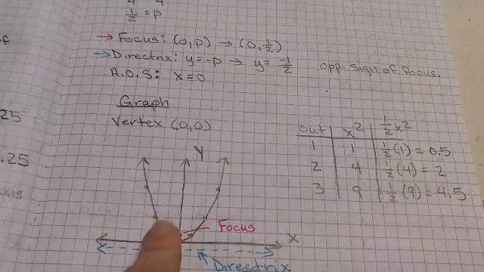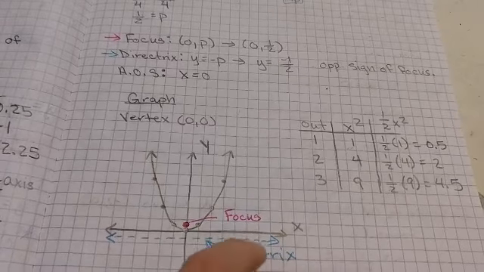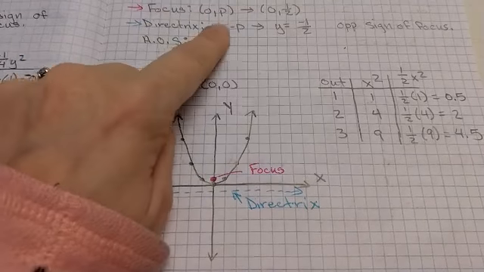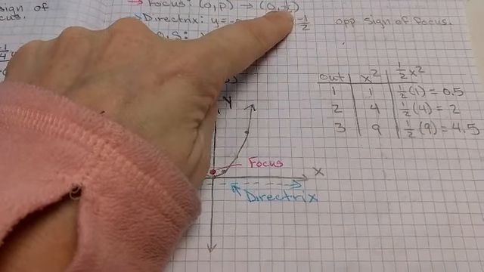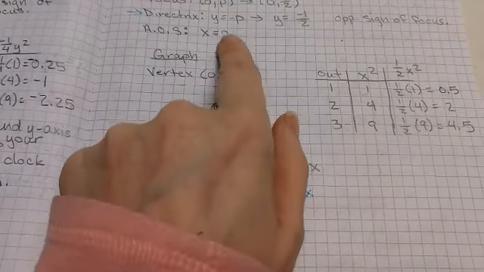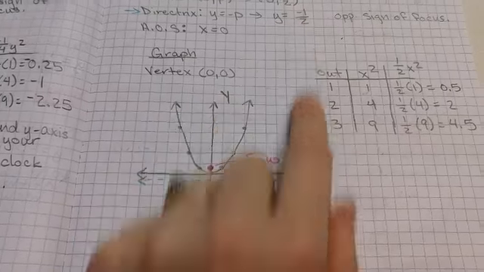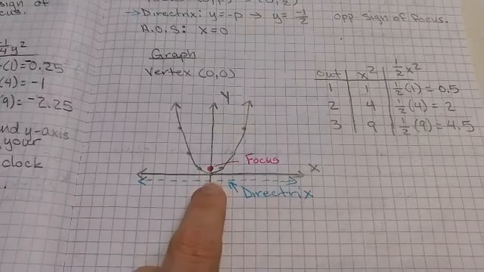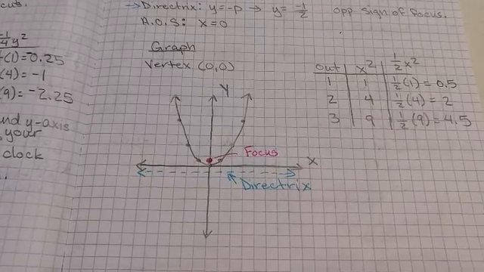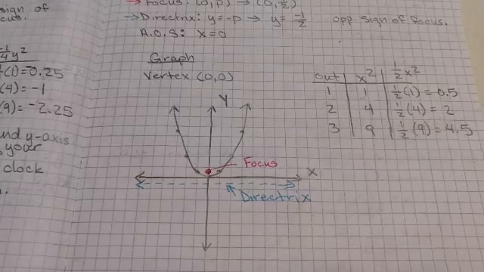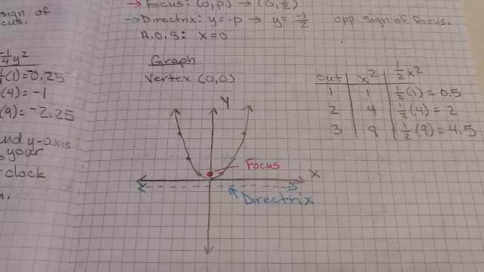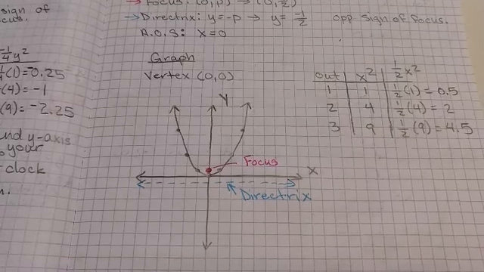So I went ahead and graphed my parabola, and then I needed my focus and directrix added onto my graph. So my focus is at 0, 1/2, which means I don't go left or right, I just go up half of a block. And then my directrix is y equals negative 1/2, so I went down 1/2, and then I drew a horizontal line and labeled it as my directrix. So I'll give you a minute to finish copying this one down.